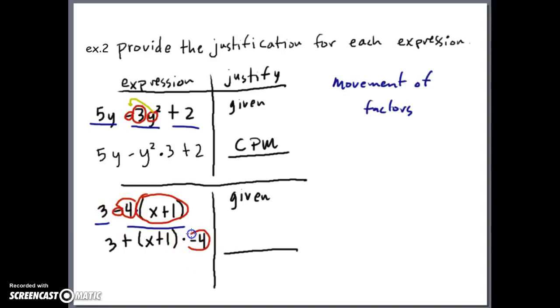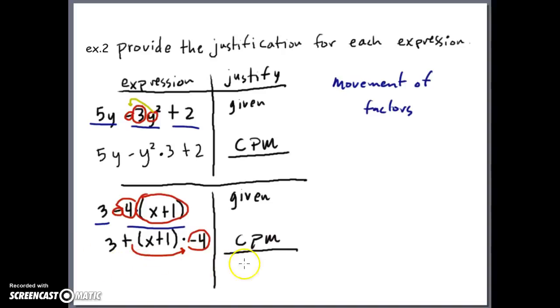So they've commuted this negative 4. It was right here being multiplied in front. Now it's behind this factor, being multiplied in the back. The value did not change, and the fact that it's being multiplied did not change. So this is the commutative property of multiplication.